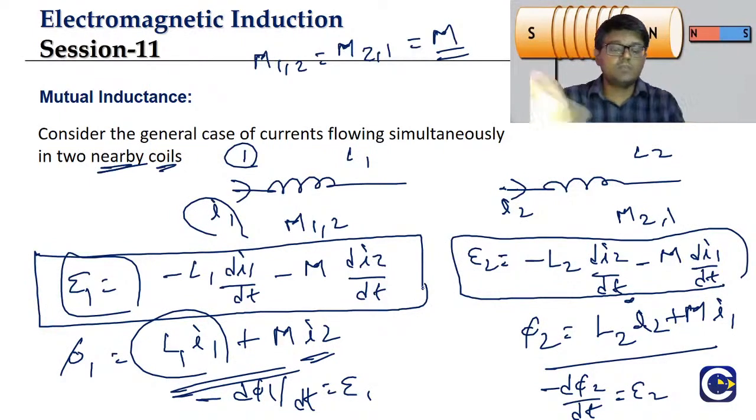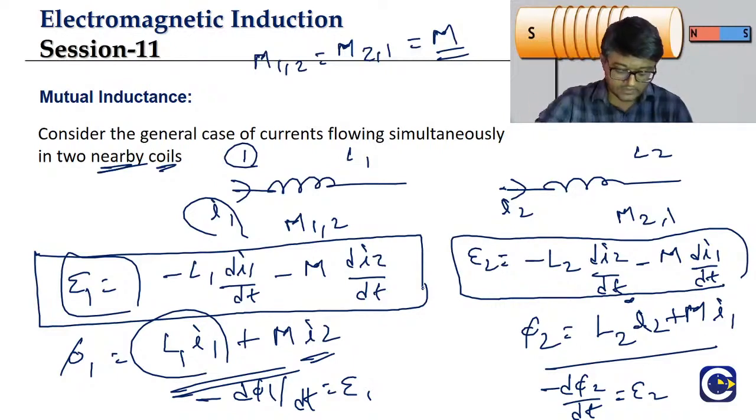So this is how we can see the total induced EMF of coil 1 and coil 2. This summarizes how we will look at the concept of inductance. Inductance means we have to cover self-inductance as well as mutual inductance, both of them.